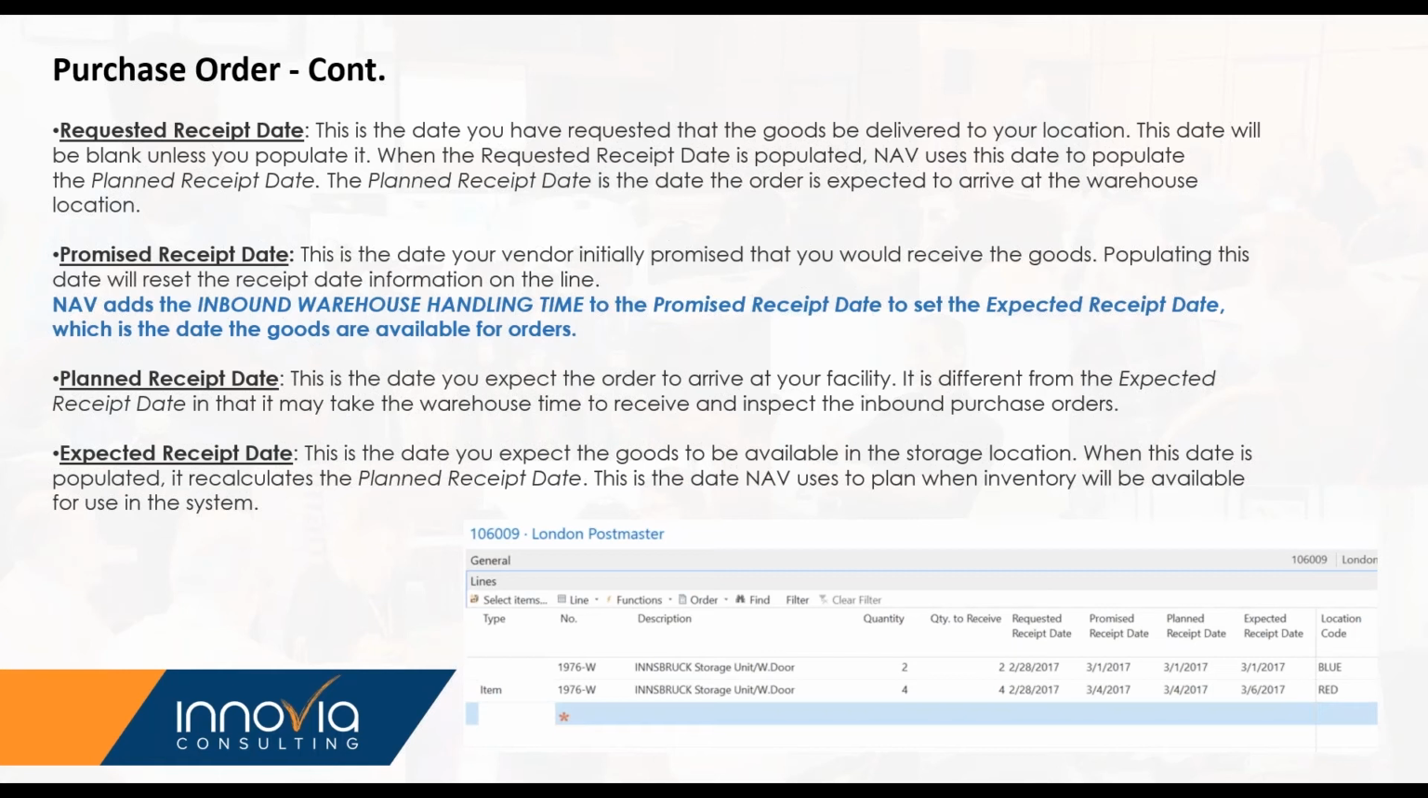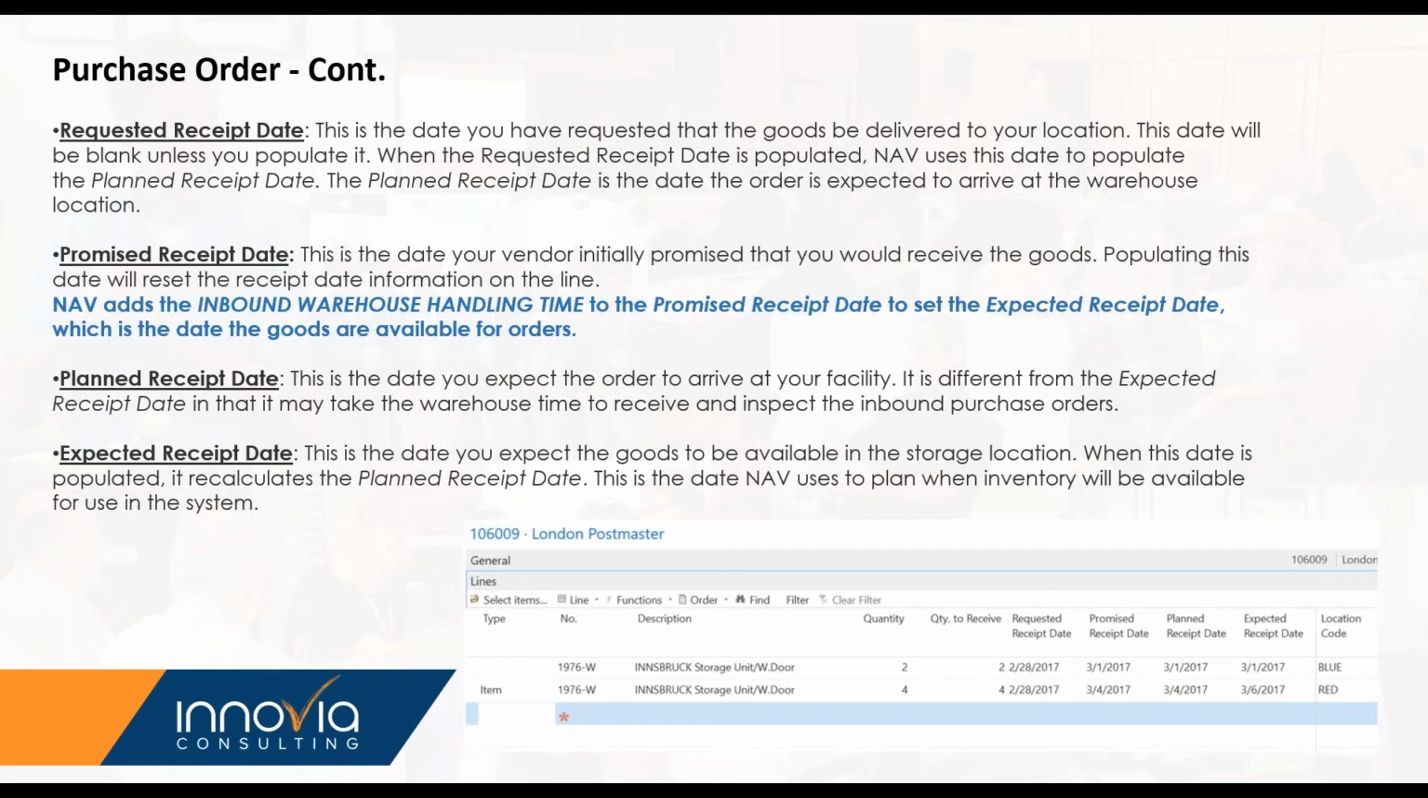As you look at the sample that I have on my screen, or on the slide, you will see I have the item in here twice, and I have two different things going on. My first one is going into my blue location, and I've requested my product to be delivered on the 28th. My vendor has promised it on the 1st. I've planned for it on the 1st, and I expect it on the 1st.